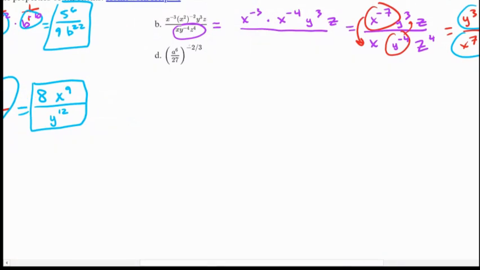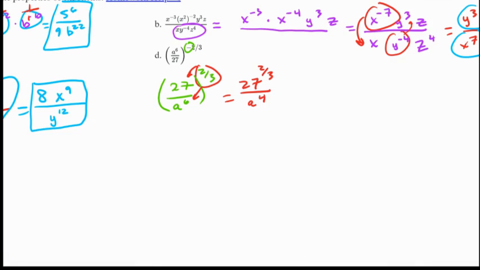Last one here, I'm going to deal with this negative exponent first, which takes the reciprocal. So I'm going to have 27 over a to the power of 6, all to the power of 2/3. Now I'm going to distribute this exponent to these two spots here. 27 to the power of 2/3 over 4, a to the power of 4.